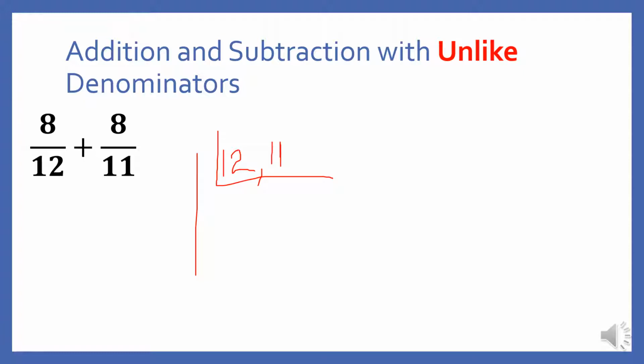Okay, what can go into 12? 6. 6 can go into 12 how many times? 2 times. Could 6 go into 11 without a remainder? Nope, so we're going to bring 11 here. What number are we going to use next? 2. 2 into 2 is 1, and this is what we want to get to, 1, okay?